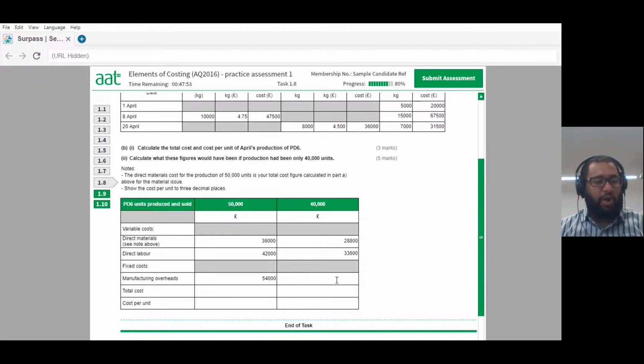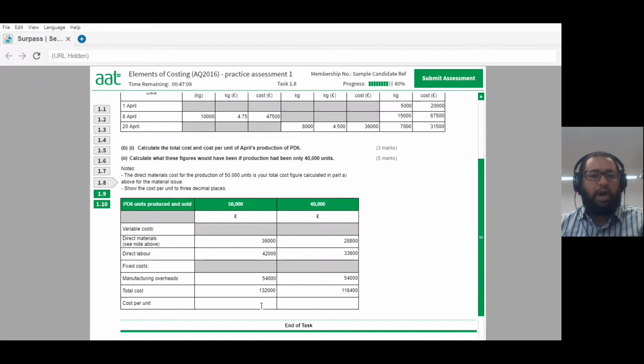The next one is the manufacturing overheads. And do you know what this is? This is a fixed cost. If it's a fixed cost, what's happening to the fixed cost? Fixed cost will not change with the level of production changing. So the fixed cost remains the same. But now we're going to calculate the total cost. The total cost is going to be 132,000 here, and this one is going to be 288, plus 336, plus 540. So it's going to be 116,400.